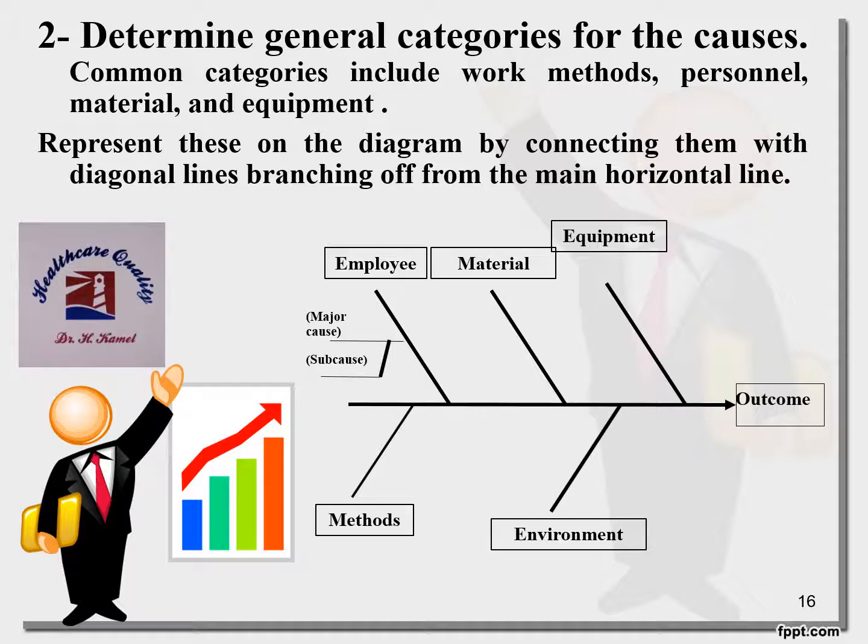Step 2. Determine general categories for the causes. Common categories include work methods, personnel, material, and equipment. Represent these on the diagram by connecting them with diagonal lines branching off from the main horizontal line.